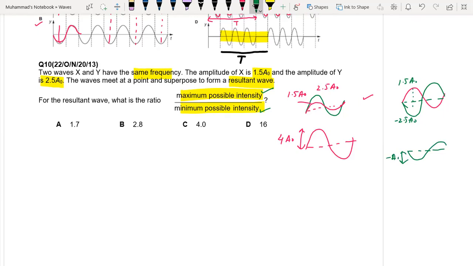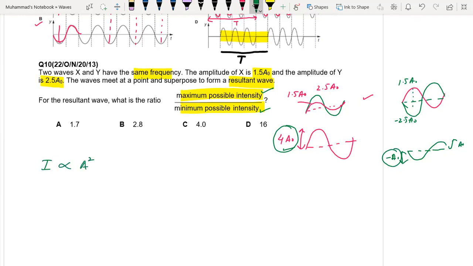This is negative a naught. This is positive a naught. So in this case, amplitude will be a naught. So if they are interfering constructively, they will have maximum amplitude of 4 a naught, and if they are interfering destructively, they have amplitude of a naught.